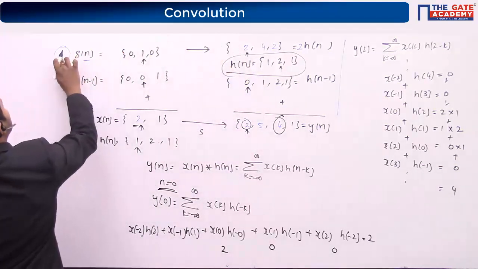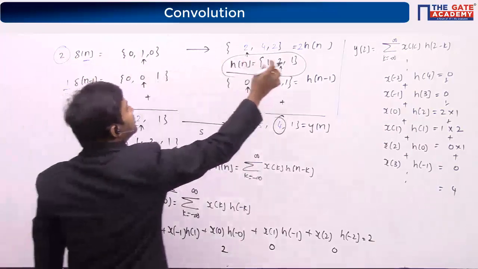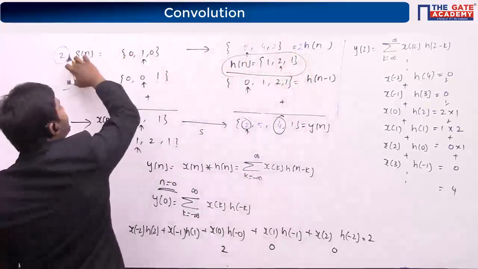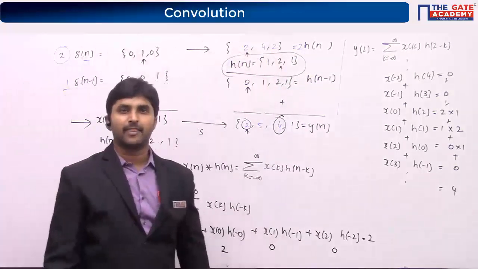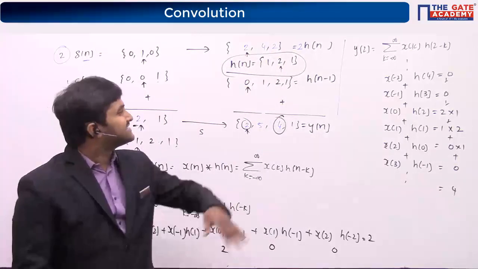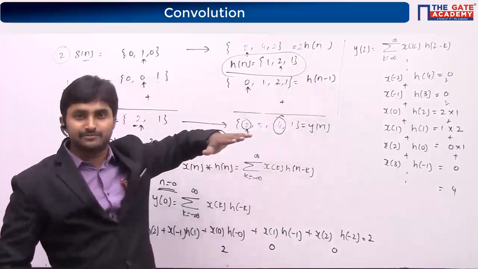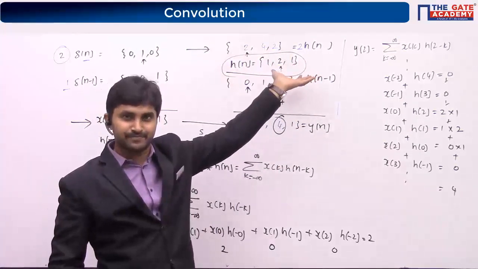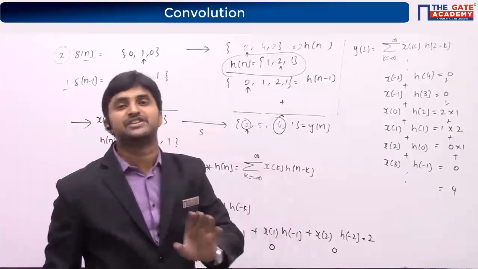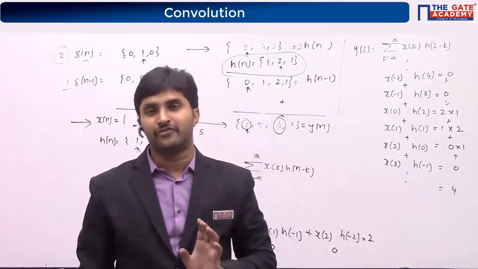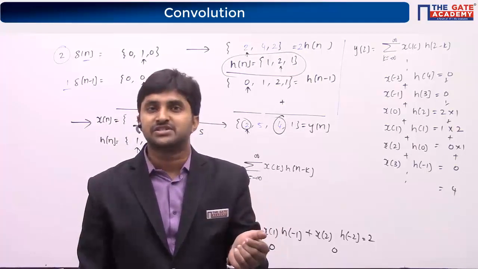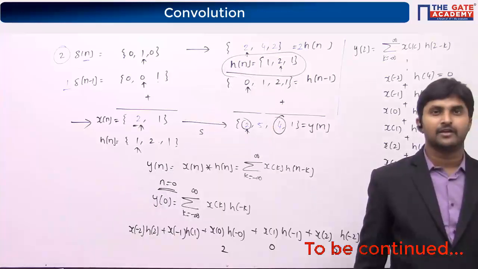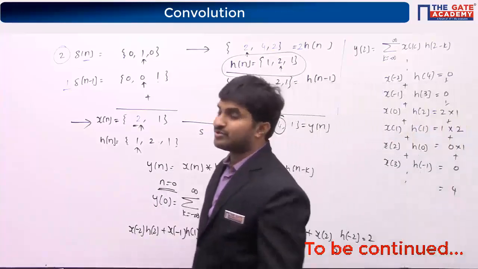Now if you are applying 2 here, then what will you get? You will get 2 into h of n. If I apply 3 here, I will get 3 into h of n. If I apply 4, it's 4 into h of n. Right? But does h of n change? h of n is not changing. Your input is changing, the response is changing, but h of n remains the same. Because what is h of n? It's the impulse response, the response that you got from the system when you applied a unit impulse. Right, so now let us go into the steps of convolution.